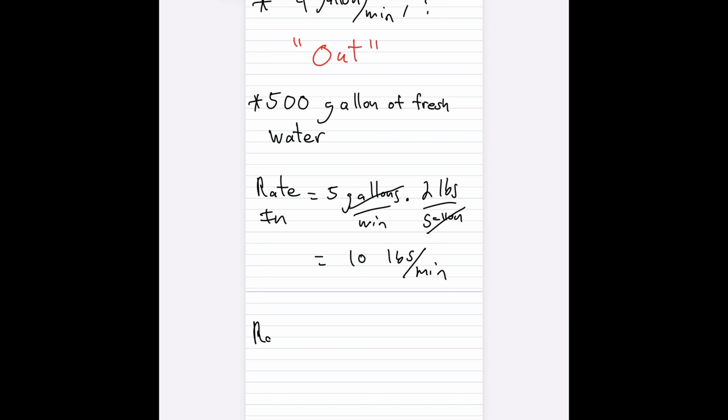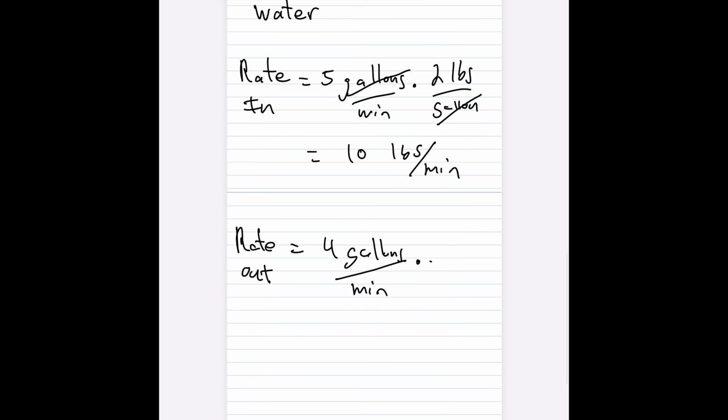Now for the rate out, we have that it's 4 gallons per minute. And here's the issue: I don't know how many pounds per gallon of salt is leaving the tank. However, what we do know is that there are y pounds of salt, y is the quantity of pounds of salt in the tank. And with that, I can make a concentration. I have y pounds of salt at any moment divided by some number of gallons of water in the tank.